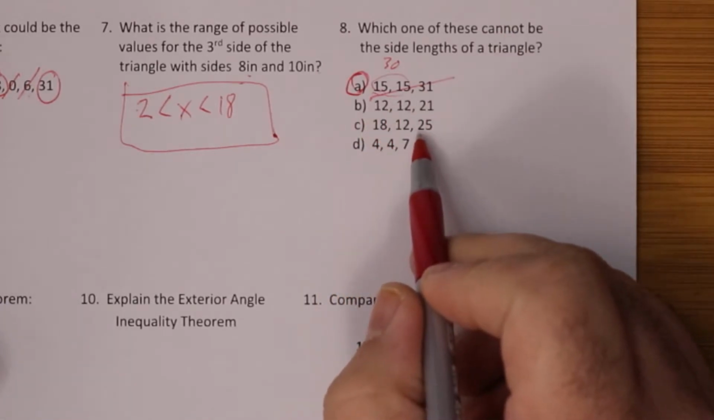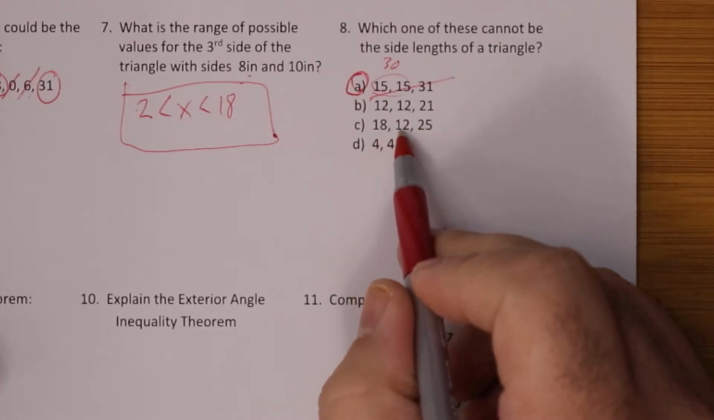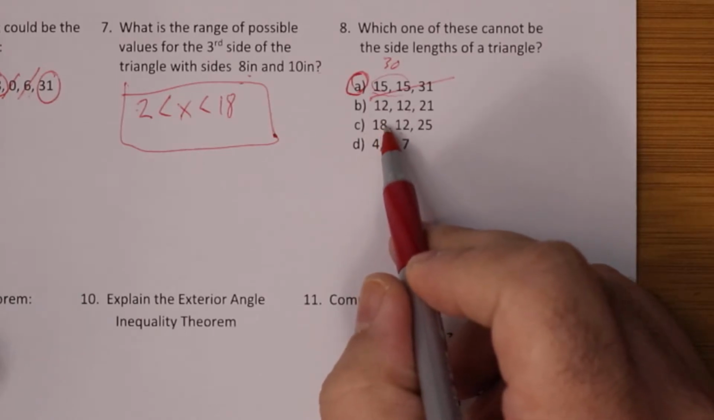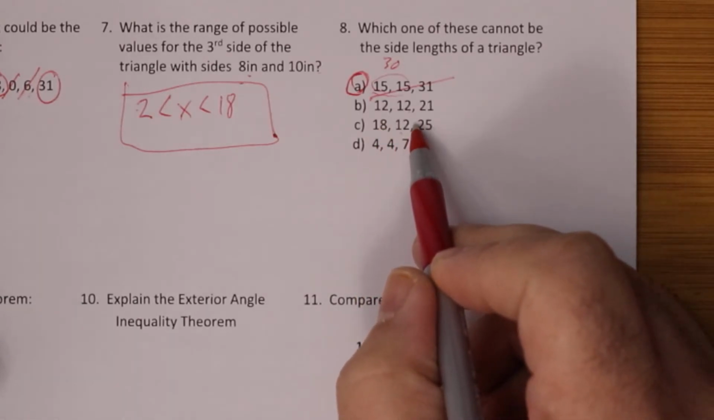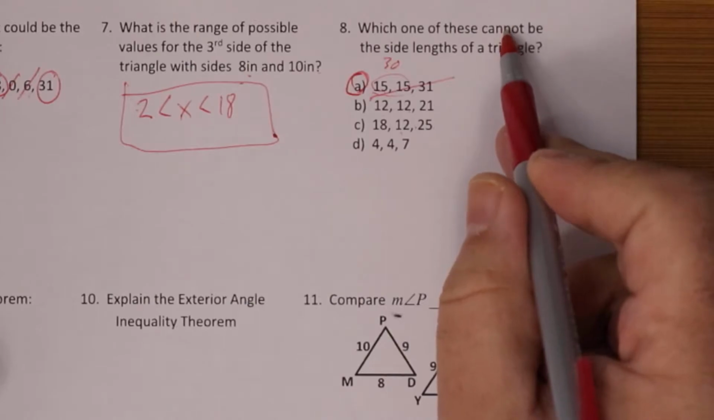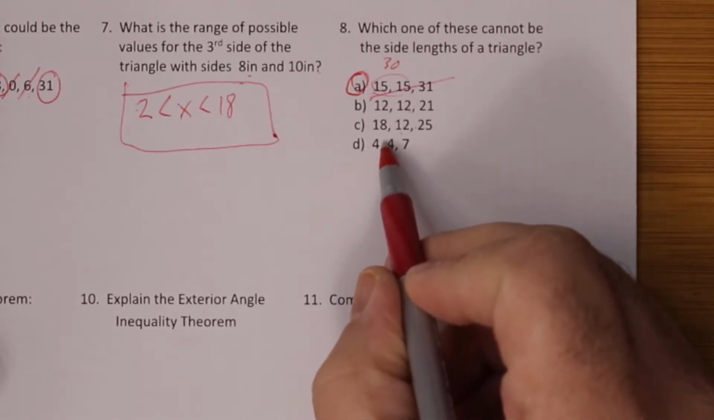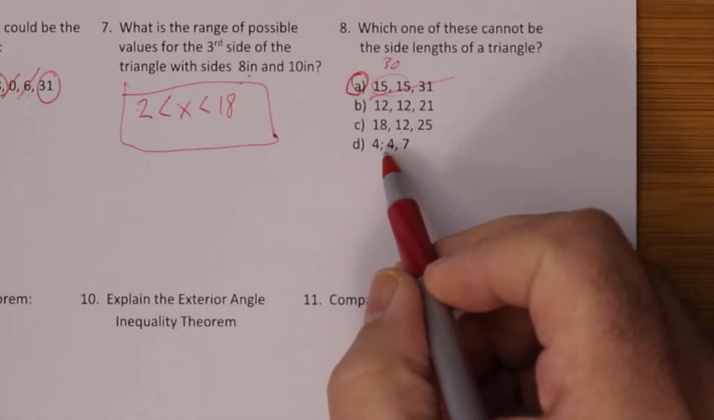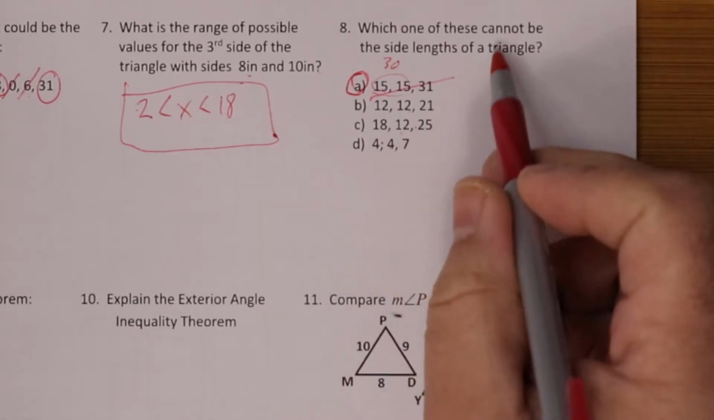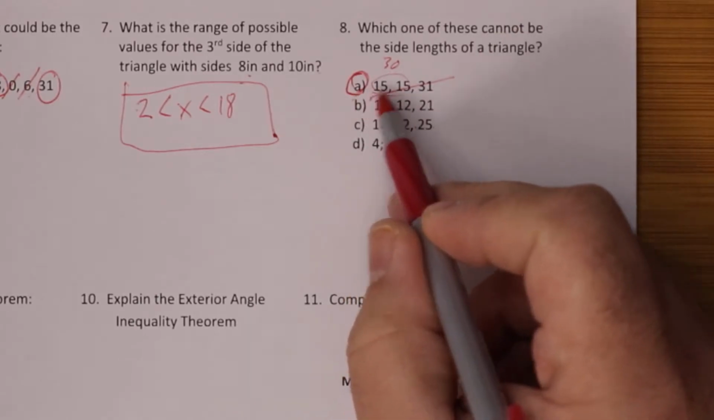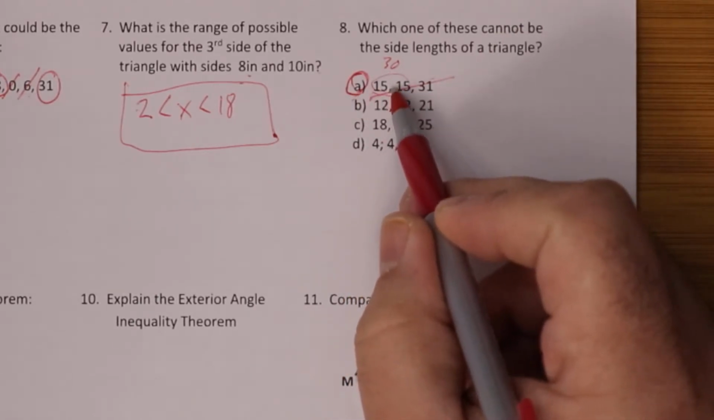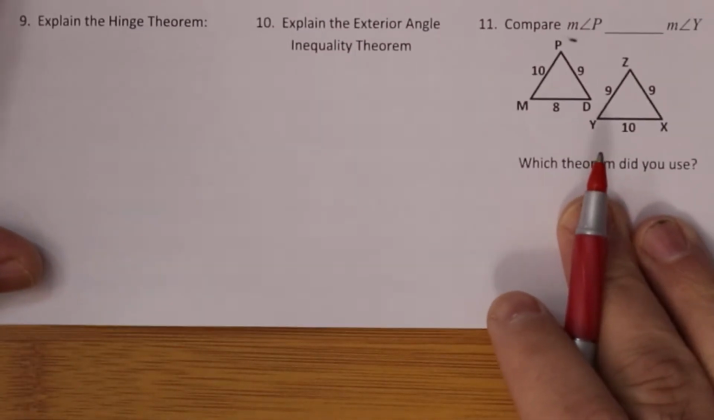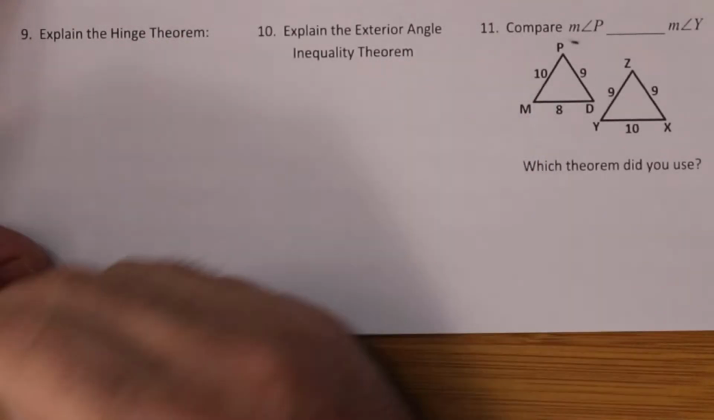And then the next one, the two smallest sides are the 18 and the 12. If you add that up, that's 30. 30 is bigger than 25, so that one also works. But remember, it says cannot. And then the last one, 4 and 4 would be 8. 8 is bigger than 7. So 8 would work, but we want the one that doesn't. A is the only answer because it's the only one that does not actually work. Kind of weird, I know. Careful with those directions. Okay, explain the hinge theorem.